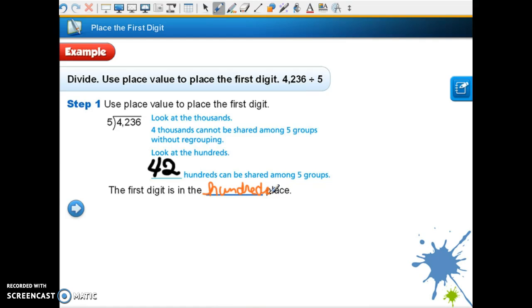We better do this estimate. What is something that's close to 42 that is easily divisible by 5? 40, or we could make it be 4,000, right? Divided by 5. Will 5 go into the number in the thousands place? No. Okay. How many times will 5 go into 40? 8. And then we would have 0. So our answer should be somewhere around 800.